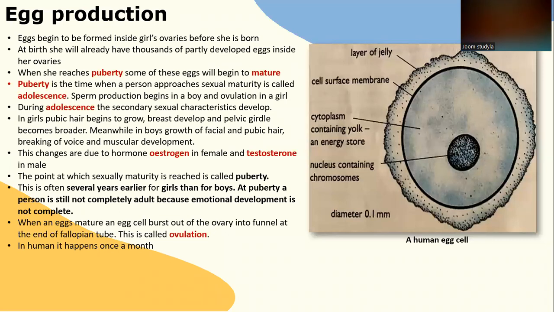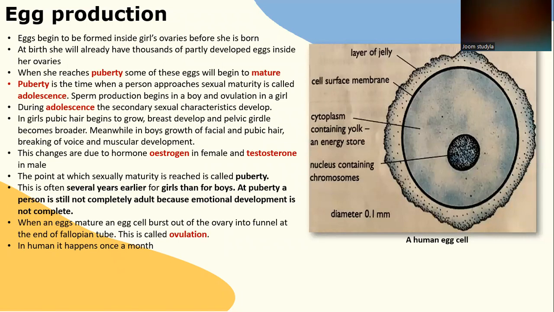Egg production. Eggs begin to be formed inside a girl's ovaries before she is born. At birth, she will already have thousands of partly developed eggs inside her ovaries. When she reaches puberty, some of these eggs will begin to mature. Puberty is a time when the person approaches sexual maturity. This is called adolescence. Sperm production begins in a boy and ovulation in a girl.